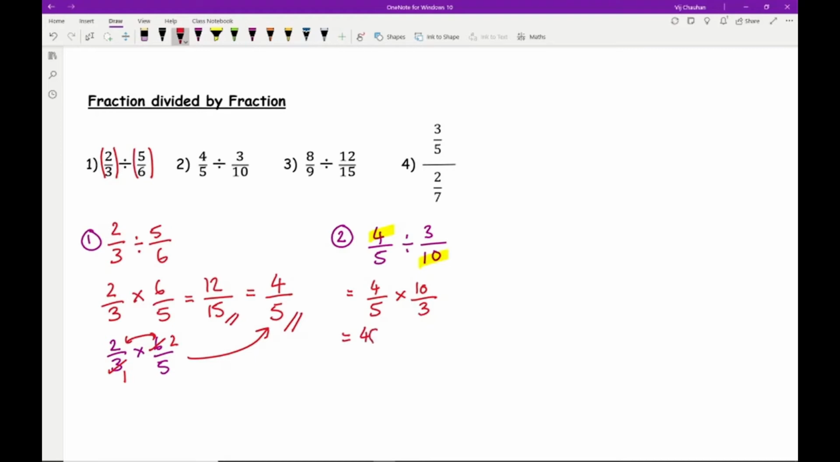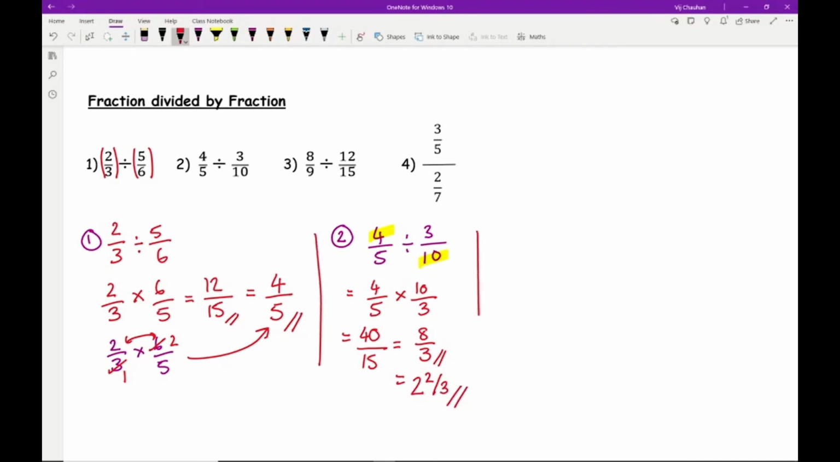So 4 times 10 is 40, 5 times 3 is 15, and this then becomes an improper fraction, or top-heavy fraction, but again we're going to simplify it first. So I'm going to divide both numbers by 5, so I get 8 over 3, which we can now write as a mixed number. So how many 3s go into 8? That would be 2, with a remainder of 2, and so the answer then is 2 and 2/3.